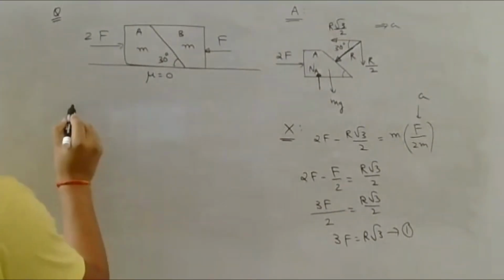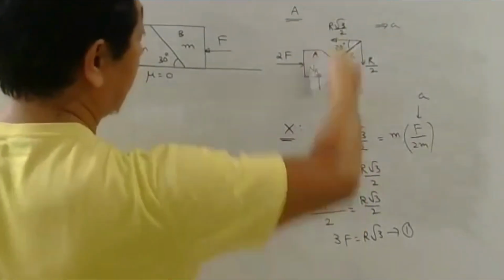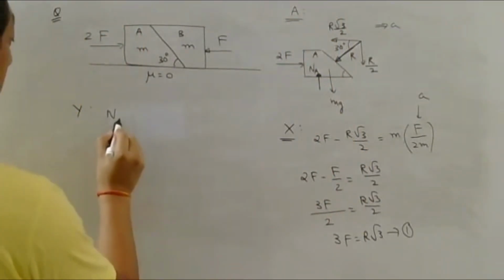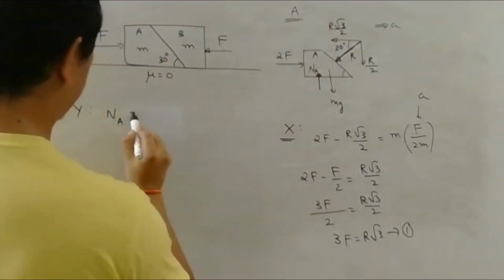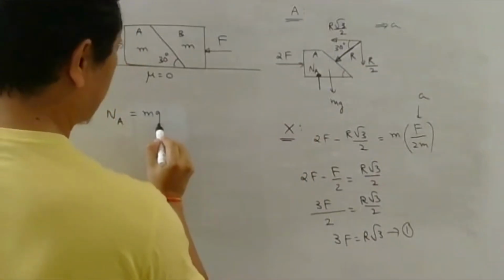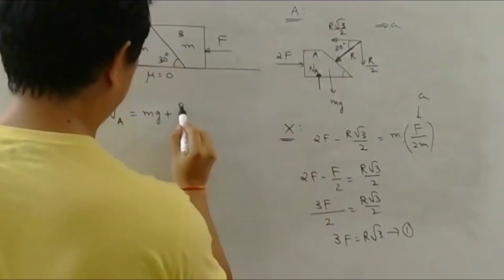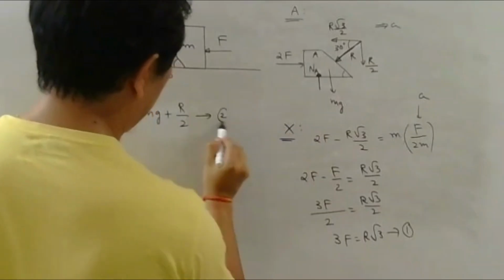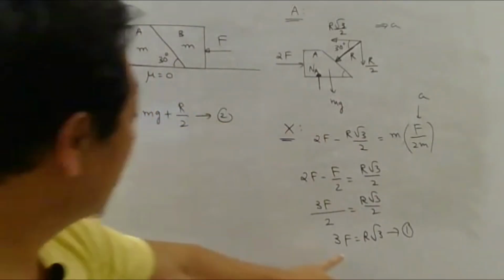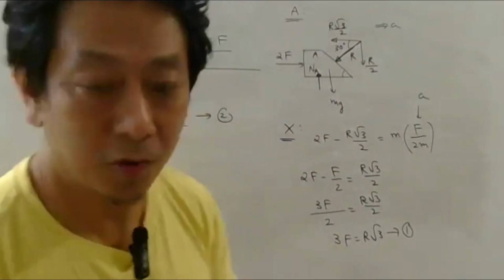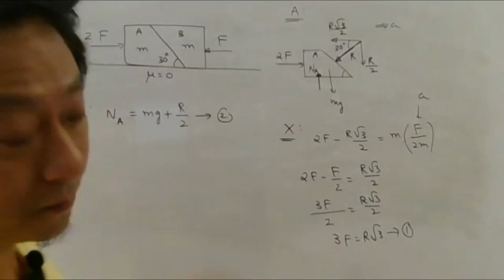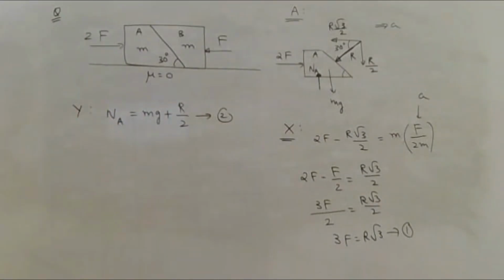So along the y-axis, remember there is no acceleration. So the upward force N_A should balance mg plus R by 2. Now we have two equations, so we can solve. No, N_A is also unknown.